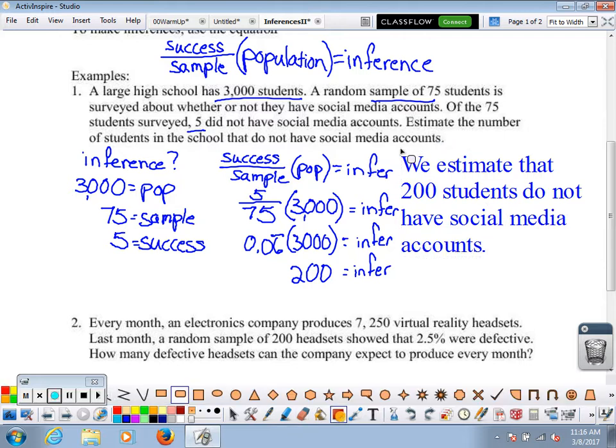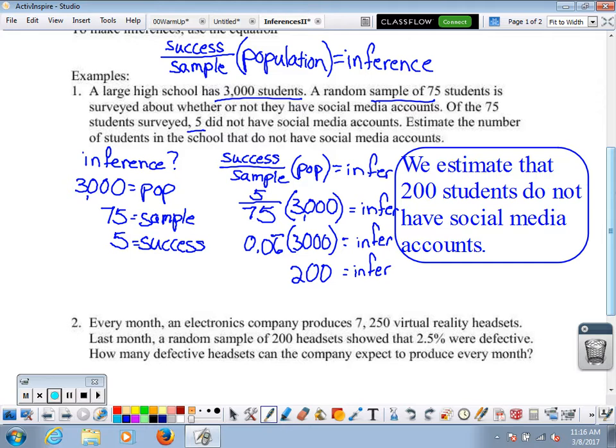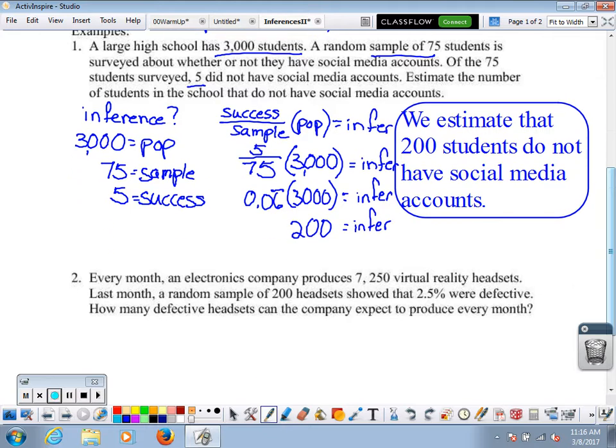Okay, and don't forget to circle your final answer. Always circle the final answer. And there we go. That's all we need to do.